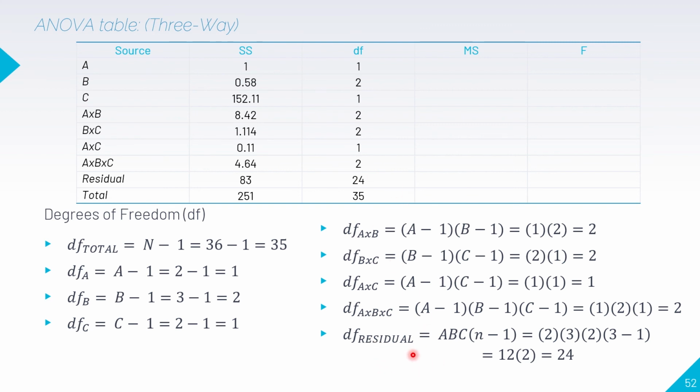Now, for the df residual, we have the values of A, B, and C: 2, 3, 2, multiplied by n minus 1. Our n is 3, so 3 minus 1 is 2. So 2 times 3 times 2, this is our ABC, we have 12 times 2, and we have 24 as our residual.